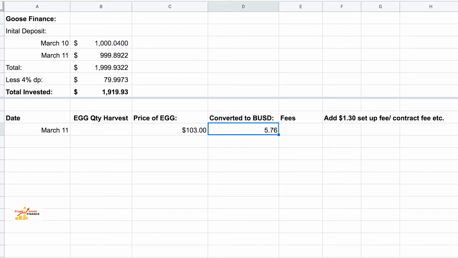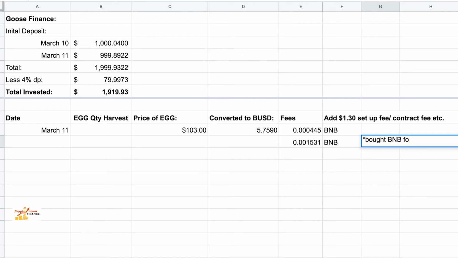So every time you harvest or do a smart contract, there are fees, which are charged in BNB, which is their Binance coin. And I'm just going to add up all of the fees right here before I multiply it by the price that I bought Binance coin for, which is around $250, I think. But you will need the Binance coin in order to pay for these fees.